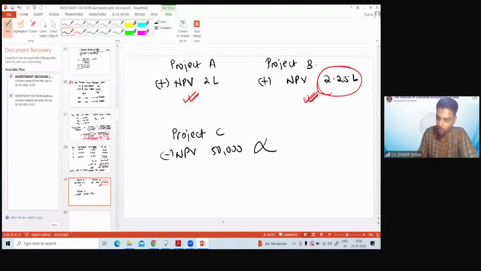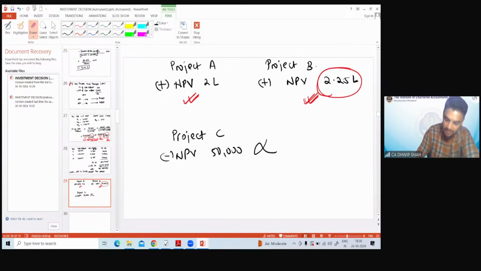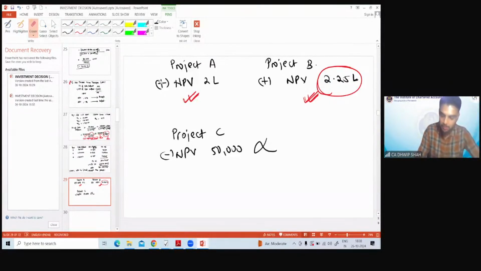Acha, adding one more twist. Adding one more twist to the question. Let's say all the three projects had negative NPV.